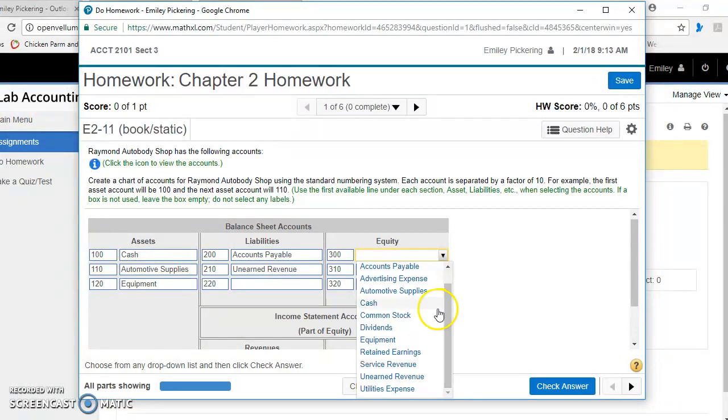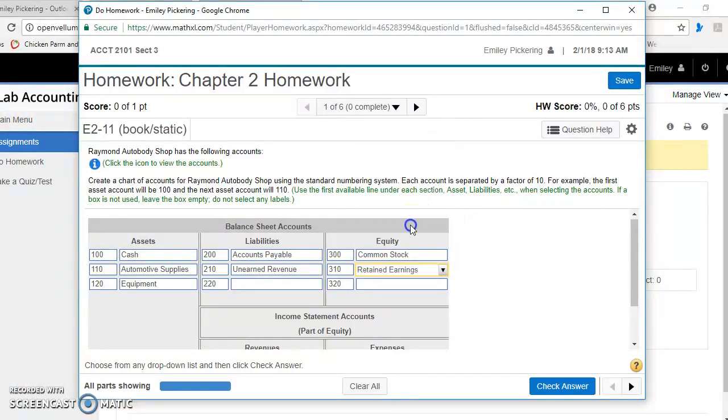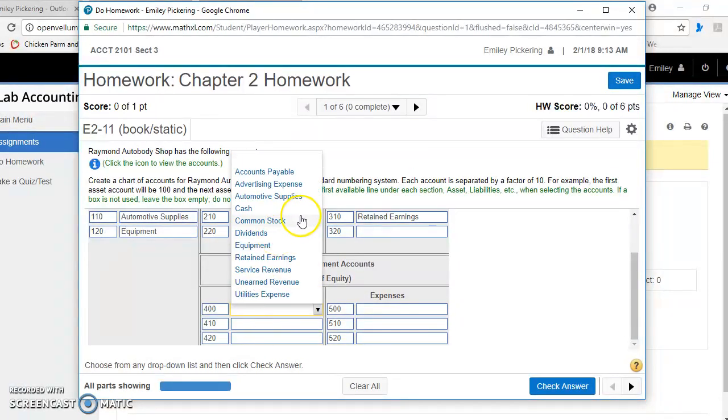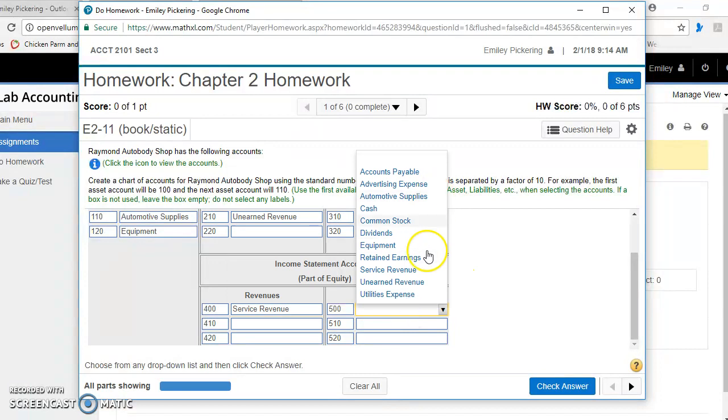So we're going to have common stock and we're going to have retained earnings. And let's take a look at our revenue. So for revenue, we're going to have service revenue. Let's see if we have any other revenue here. It doesn't look like it. So let's do our expenses.